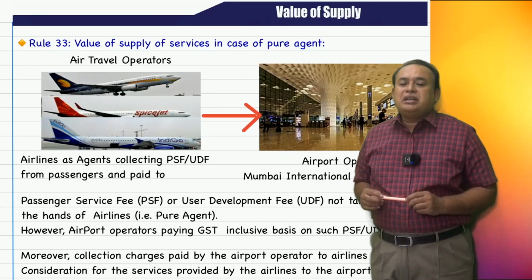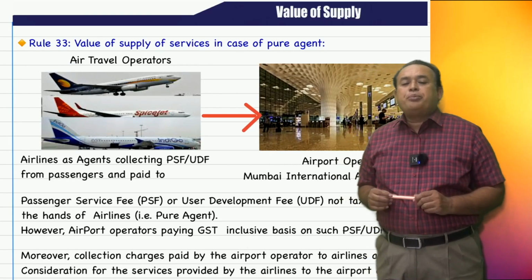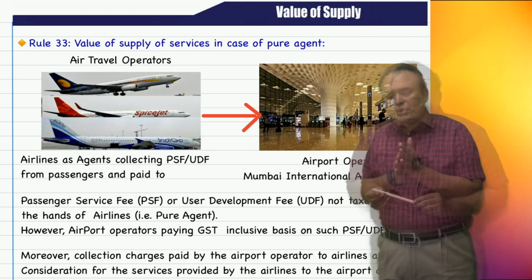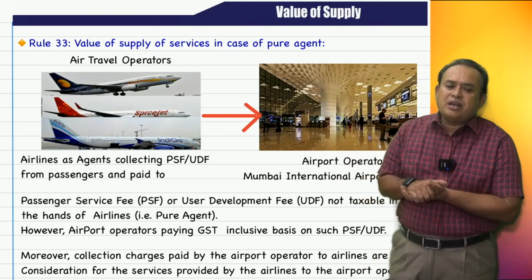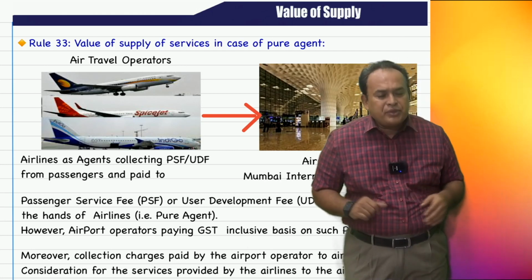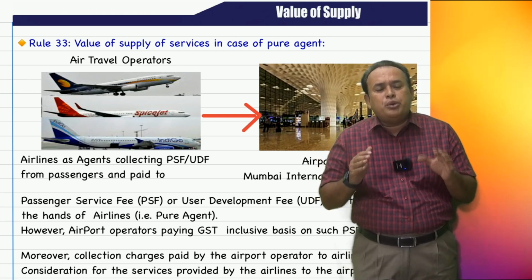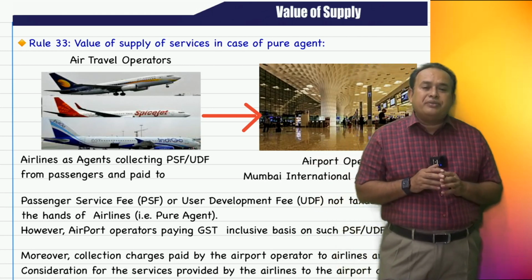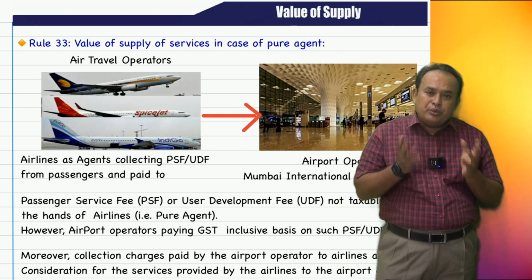Rule number 33. Value of supply of services in case of pure agent. My dear friends, first of all, what do you mean by pure agent? Who is a pure agent? That is also important to note, my dear. Who is a pure agent?